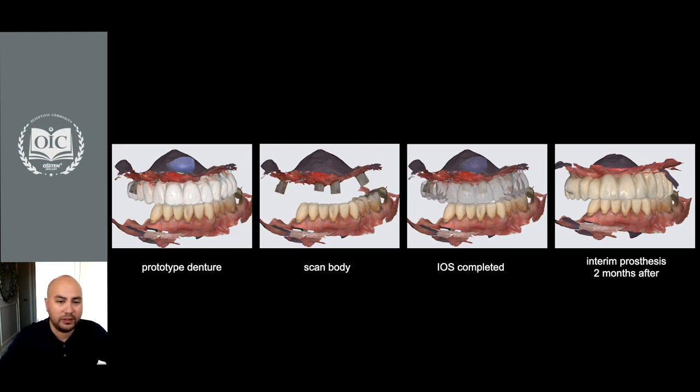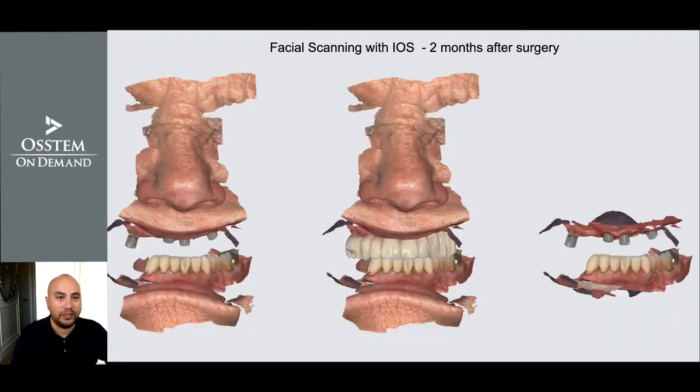After the healing, then we scan the existing prosthesis, and then the opposing dentition and the bite, and then we used the intraoral scanner to scan the perioral tissues and the nose, which is then superimposed with the intraoral scanning data.